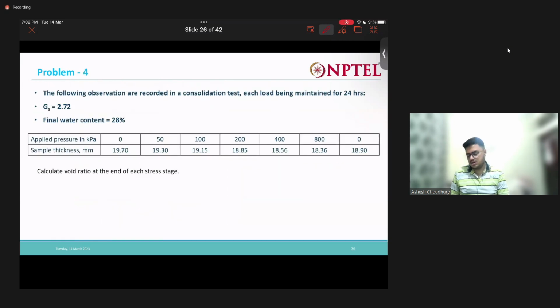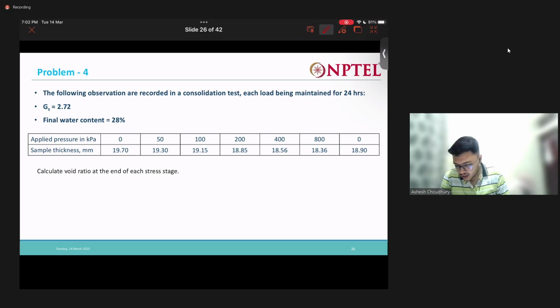So yeah, now let us come to our next problem. The next problem is also quite similar. Here what is given: the following observations are recorded in a consolidation test, each load being maintained for 24 hours. Okay, so each load was maintained for 24 hours. G is the final water.